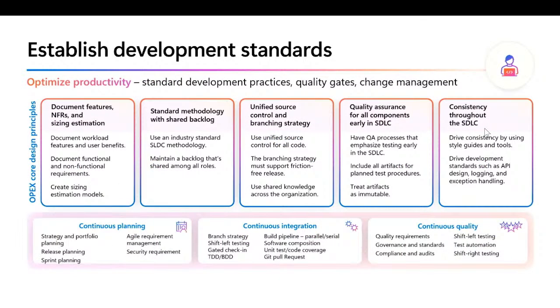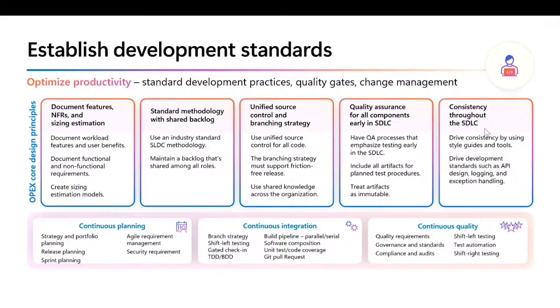So how can we establish development standards, and what are they? Well, development standards help to optimize productivity and ensure high-quality outcomes. First, it's crucial to implement standard development practices, quality gates, and change management processes. These elements are the backbone of our productivity and help us maintain consistency across the board.